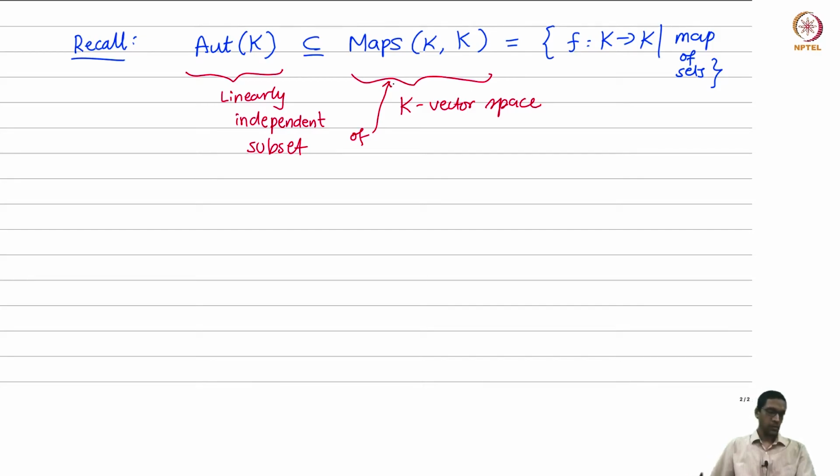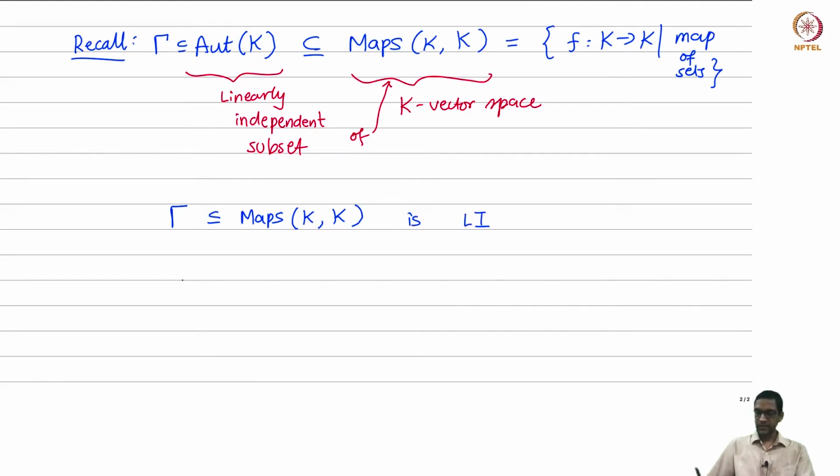Now, what does that mean? When I have a vector space and a linearly independent subset inside it, let's look at Γ, in fact, because that's what we are interested in. Γ is a subset of a linearly independent set, so Γ is also linearly independent. Clearly the automorphisms in Γ, a subset of Maps(K, K), are also linearly independent.